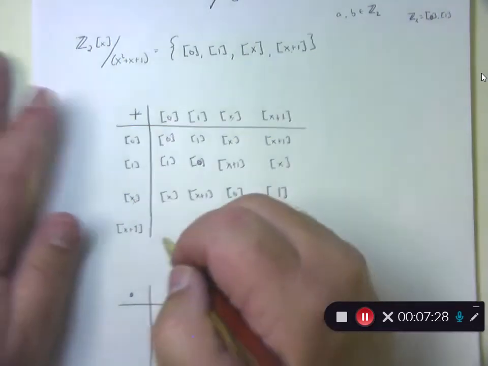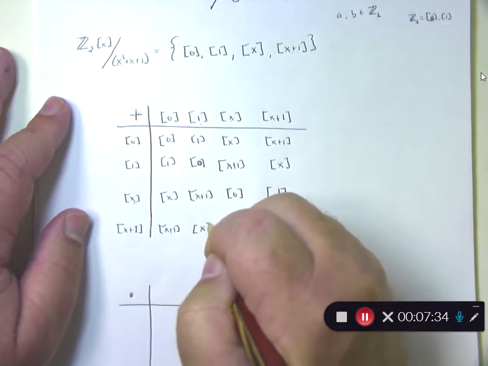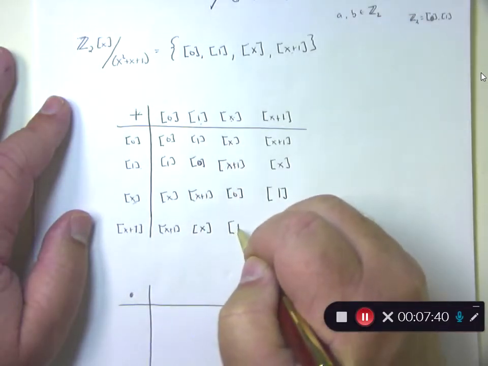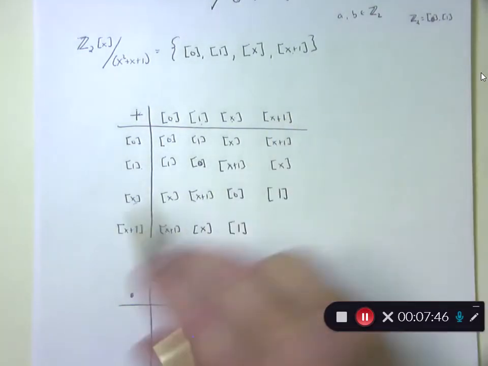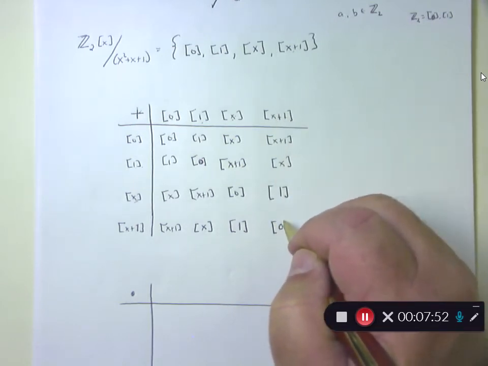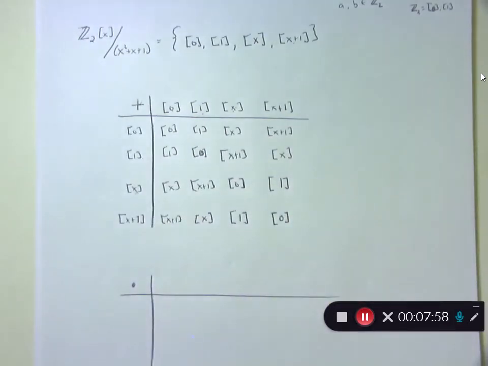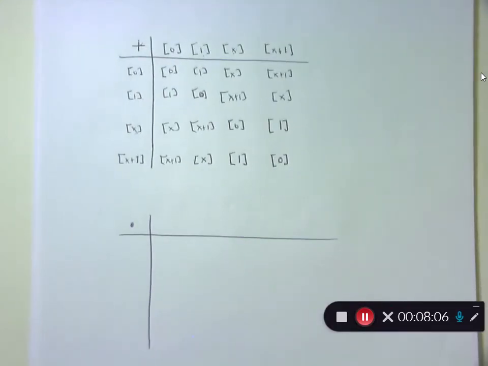x plus 1 plus 0 is x plus 1. x plus 1 plus 1 is x plus 2, but 2 is equivalent to 0, so you're back to x again. x plus 1 plus x is 2x plus 1, which is just 1. x plus 1 plus x plus 1, that'll be 2x plus 2, but 2 is equivalent to 0. 0 times x plus 0 is the 0 equivalence class. This is your addition table for the ring Z2 adjoined x modded out by x squared plus x plus 1. Now, that wasn't too difficult because when you got 2, 2 is equivalent to 0 in Z mod 2. What about the multiplication table?